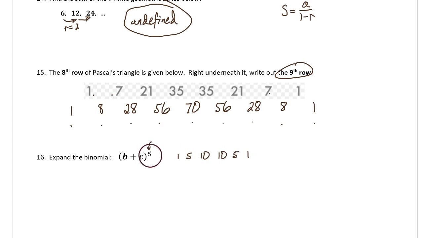So when the exponent on the binomial is a 5, you're actually using the 6th row of the triangle, because the 1st row of the triangle corresponds to when this exponent would have been a 0.